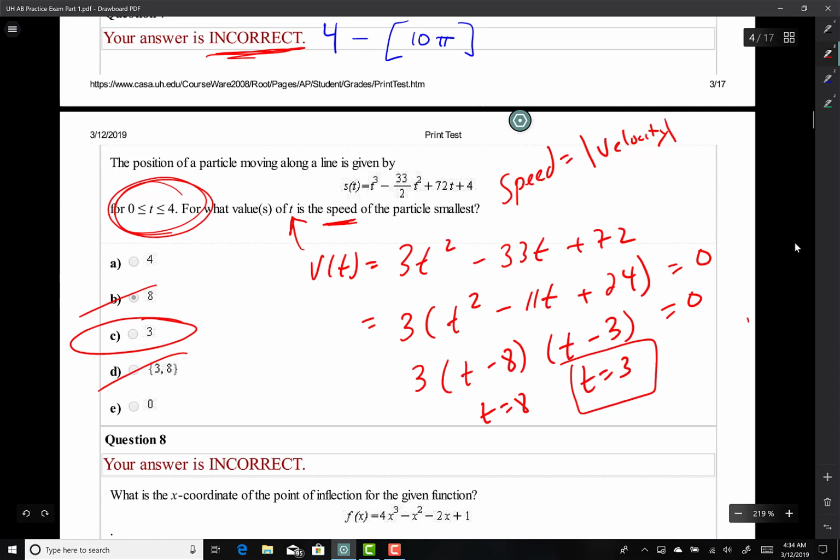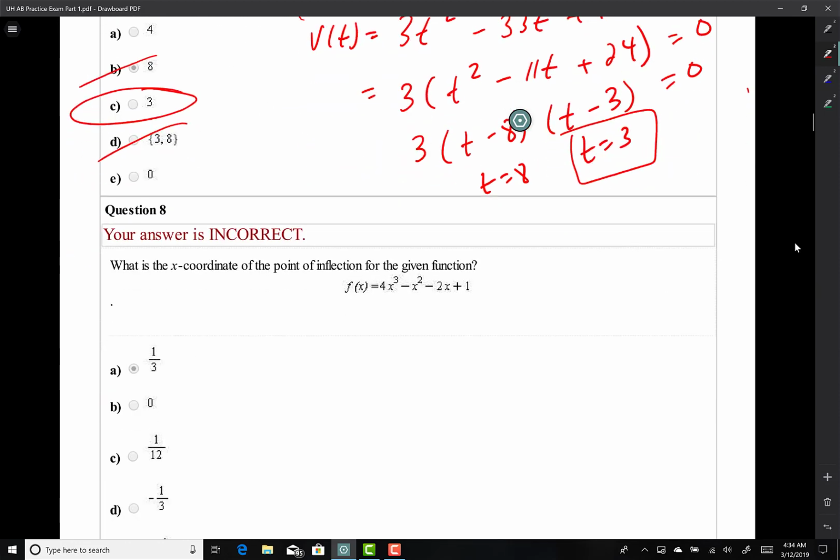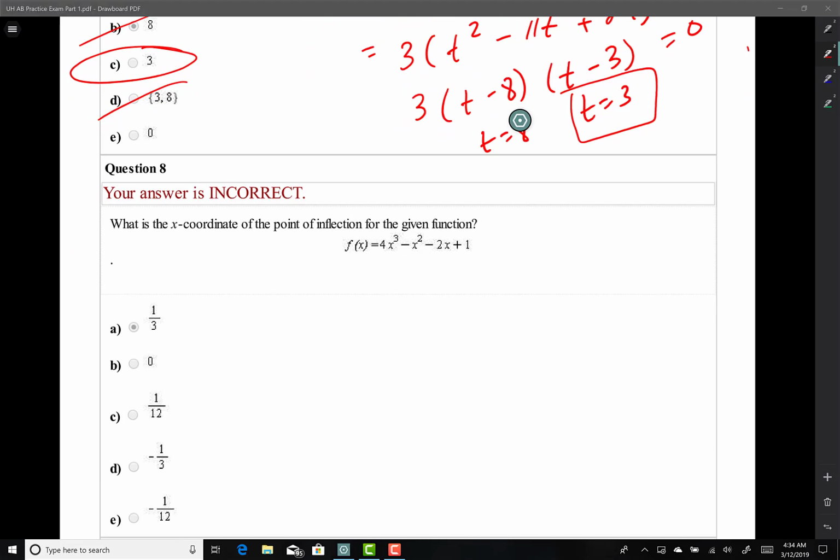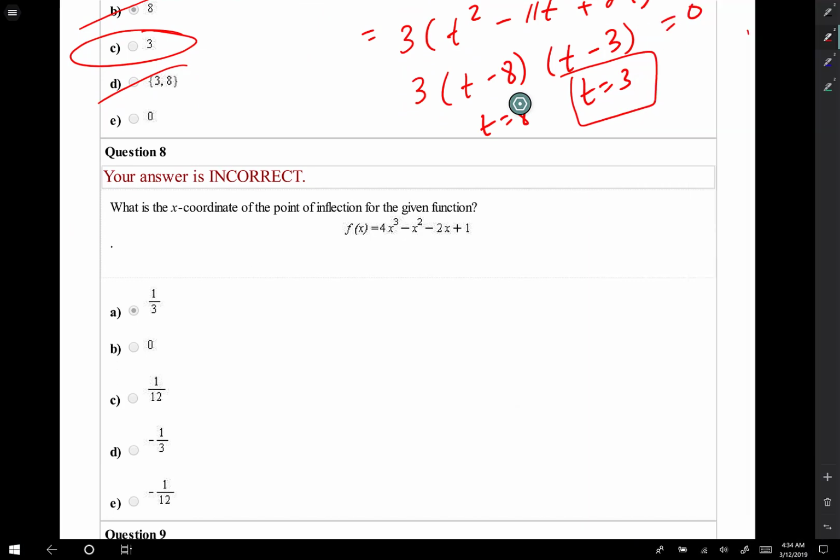Nope. All right, let's go to the next one. What is the exponent of the point of inflection for the given function? Point of inflection is where the second derivative changes signs, guys. So we've got to do that. So second derivatives, here we go.